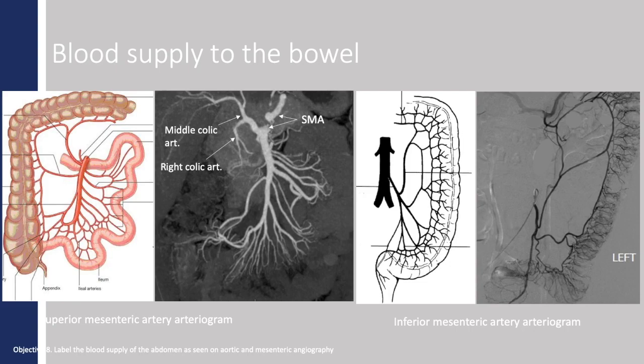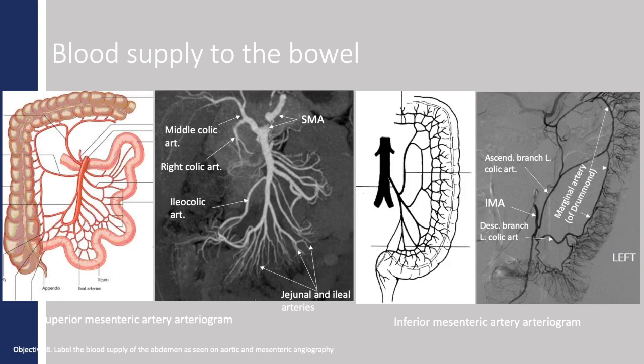Here is our right colic artery. And at the bottom is our ileocolic artery, M, R, and I. Here's our jejunal and ileal arteries and all their branches. And here's our IMA. So we've got a left branch, so this is the ascending branch of the left colic. Here is the descending branch of it. And right around here we've got our marginal artery. This is also called the marginal artery of Drummond. And then at the bottom we've got our sigmoid arteries.